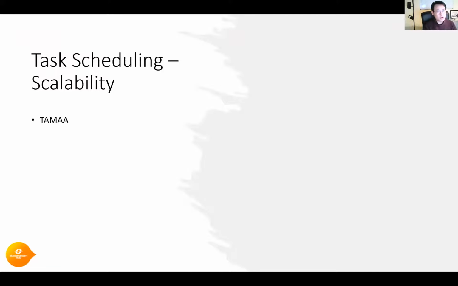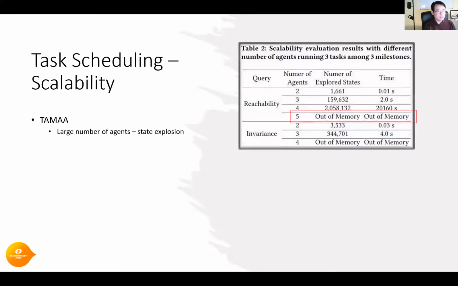However, even though TAMA has provided an automatic method for mission plan synthesis, there is still one unsolved problem that is about the scalability of task scheduling. Because task scheduling is NP hard, the scale of this problem can grow up to an extent that is unsolvable very fast. Like in this table, when the number of agents are more than 5, the model checker UPPAAL simply runs out of memory.